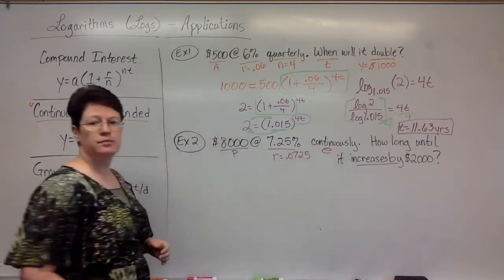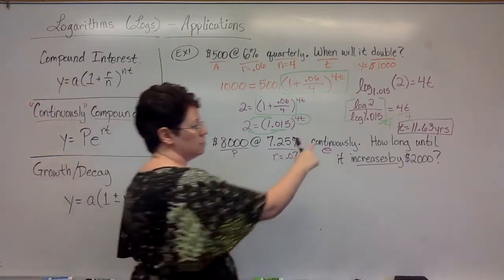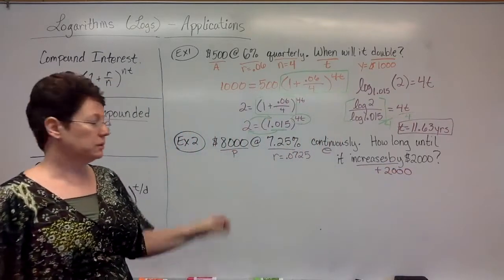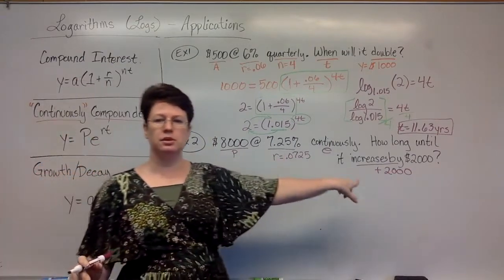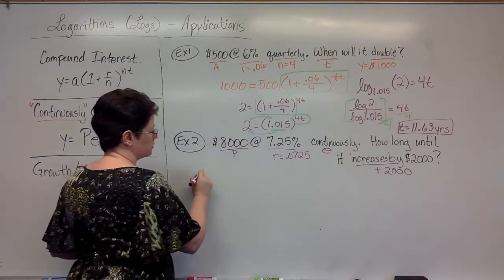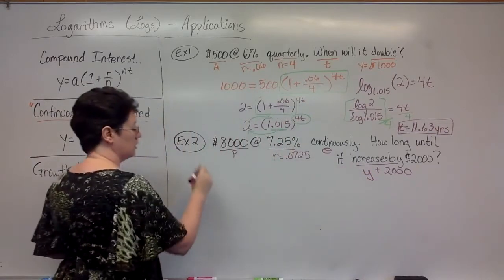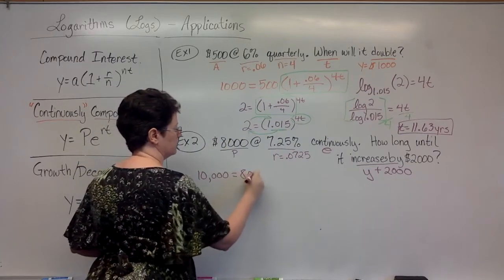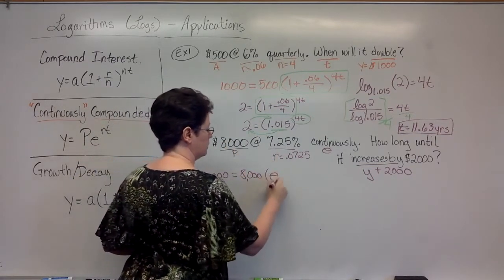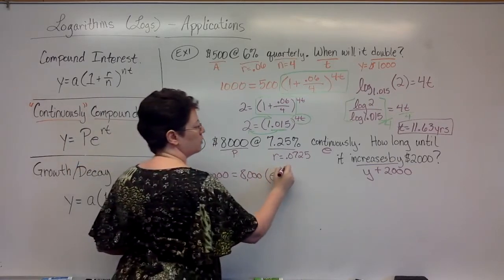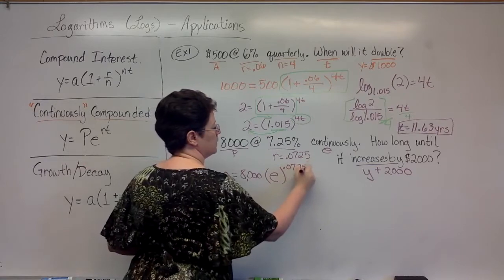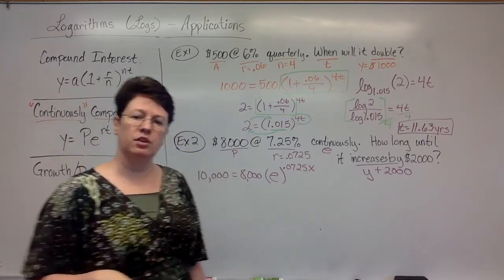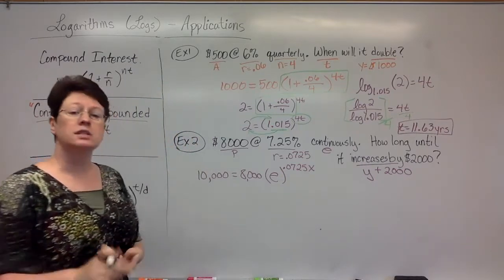Continuously tells me e. I'm using e. Increases by 2,000. So I'm going to have to add 2,000 to something. What am I adding it to? The original. So what's 8,000 plus 2,000? Yeah, it's 10,000. So that's my Y. Okay? So I've got 10,000 equals my 8,000 times e raised to the what? 0.0725t. Now, if you want to put an x because your t's aren't very beautiful and you don't want to mistake them for a number, that's fine. You can use x.